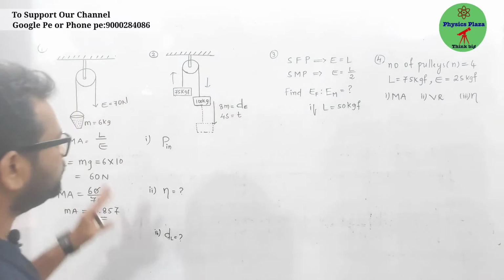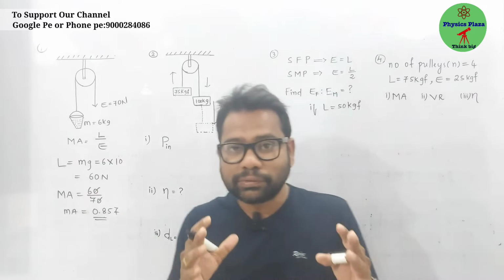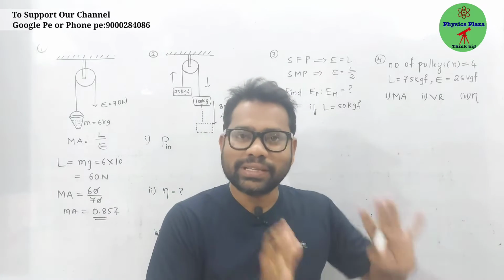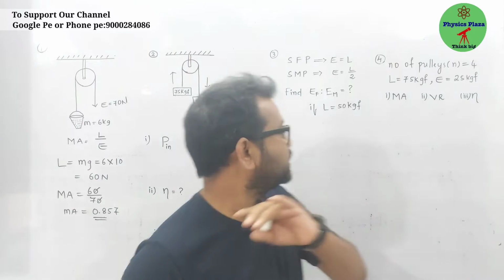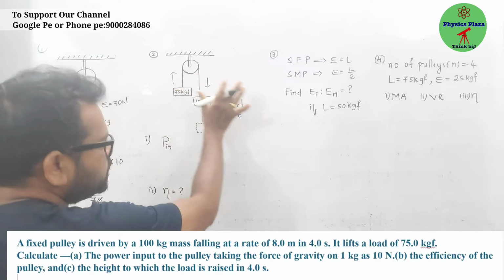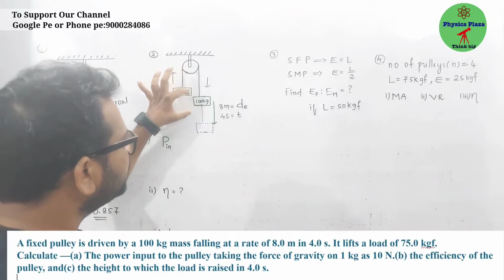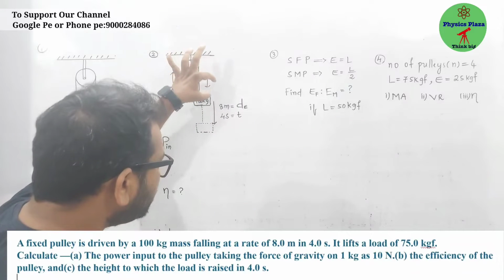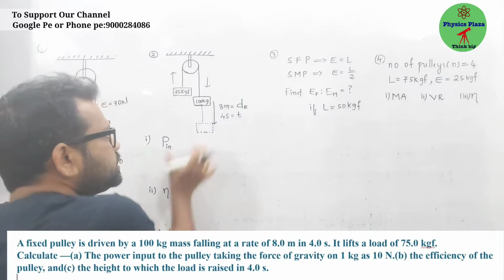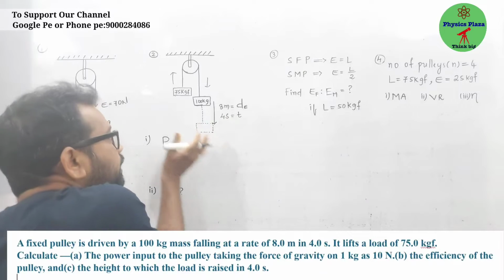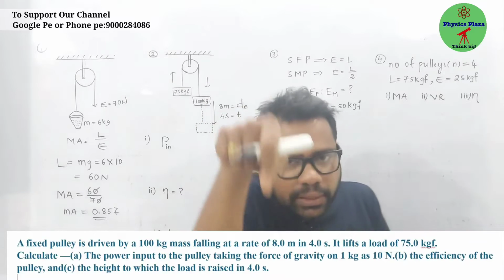Okay, fine. Now come to the second question, children. This second question is quite interesting. Many students will first of all fail to understand the question. The solution is easy, but the problem is that they fail to understand the question. So look here, it is given that it is a single fixed pulley. This single fixed pulley is driven with a 100 kg mass, which means this 100 kg mass is falling at the rate of 8 meters in 4 seconds. As this 100 kg block is falling down, this 75 kgf is lifted. So what does this mean here? Who is applying the effort here?